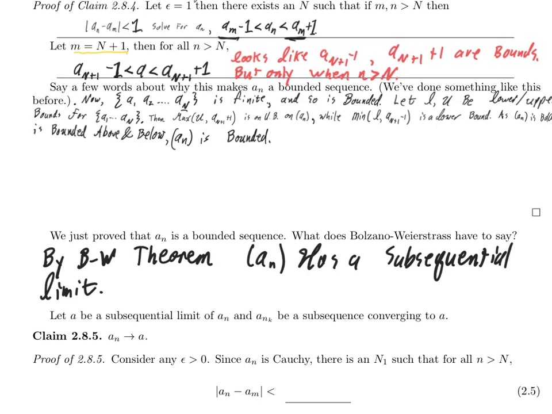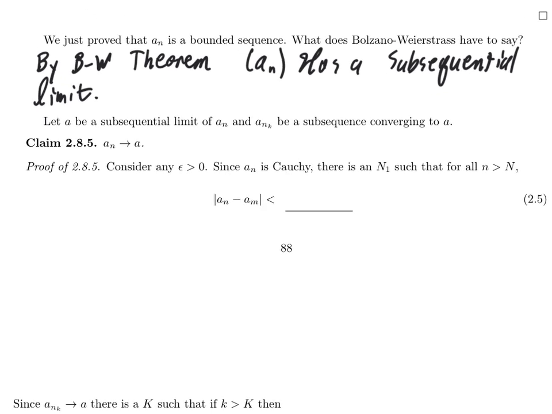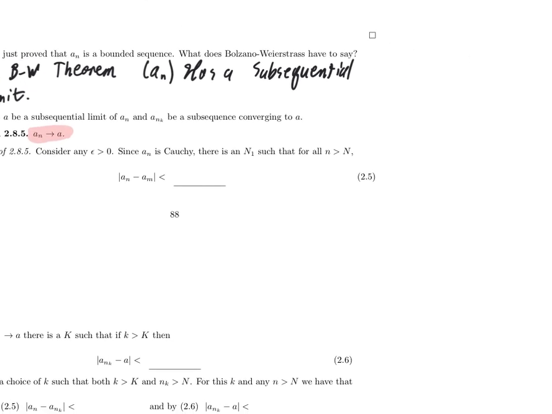Cool, so let A be that subsequential limit. Let a sub n sub k be a subsequence which converges to A. We know that one exists because it's a subsequential limit. And as per the sketch of proof before, there's only one thing that a sub n might converge to, and that thing is A. So we'll be done with the proof if we can just show that a sub n converges to A. There is the goal. And so let's try to do it.